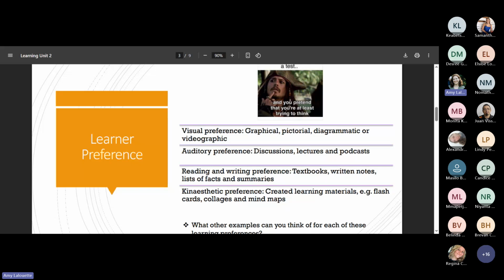Auditory, those are your learners that are going to sit there. They are staring at you, they're paying attention, but they're not really taking down too many notes because they are focused on what you're saying. And then reading and writing, those are the students who want the textbook, who want the written out notes. As I say, they are not static.